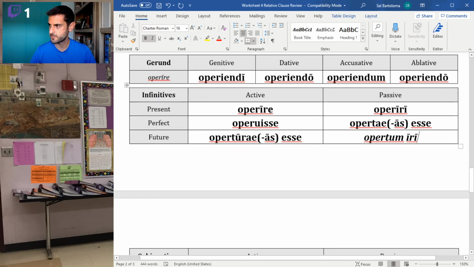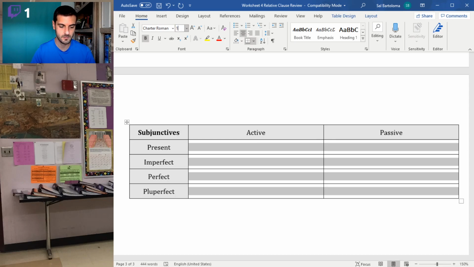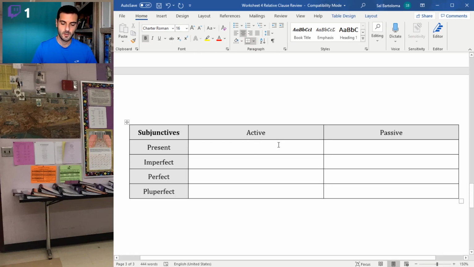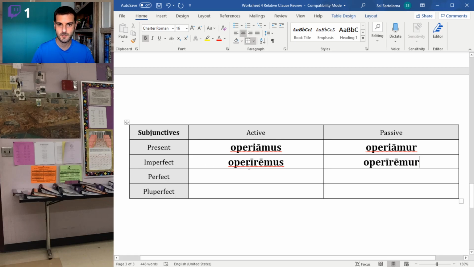And finally, see if we can sneak this in within 30 minutes, our subjunctives. We have, I'm going to remember this time, 16. Operiamus, right? We keep the I and we add the A. Operiamur. Imperfect subjunctive is second principal part. Operire plus mus. Operiremus. And operiremur. So that is your second principal part. Operire plus mus. Operire plus mur.